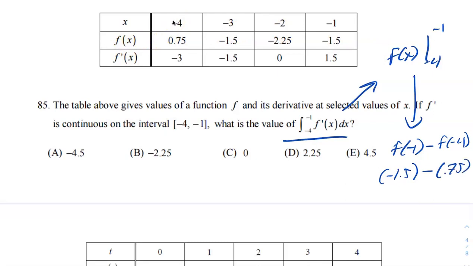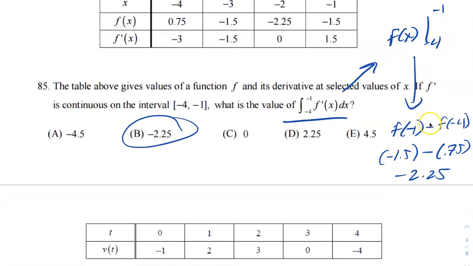Now we have a calculator, plug it in, or we can just do the math. You get -2.25. So B. That's all it is, right? Integrate f prime, you get f, from your limits -4 to -1, bring it down, get your answer.